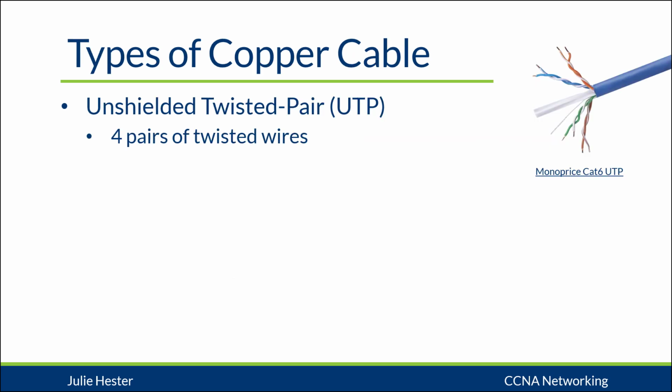Unshielded twisted pair is our most common type of copper cable. You can see in the picture on the right that we have 4 pairs of twisted wires. Each of those pairs is twisted at a different rate, and this minimizes our crosstalk. You can also see a plastic core in the center. That's because this is a Cat6 cable, and Cat6 cable has some additional features to help it get faster speeds.